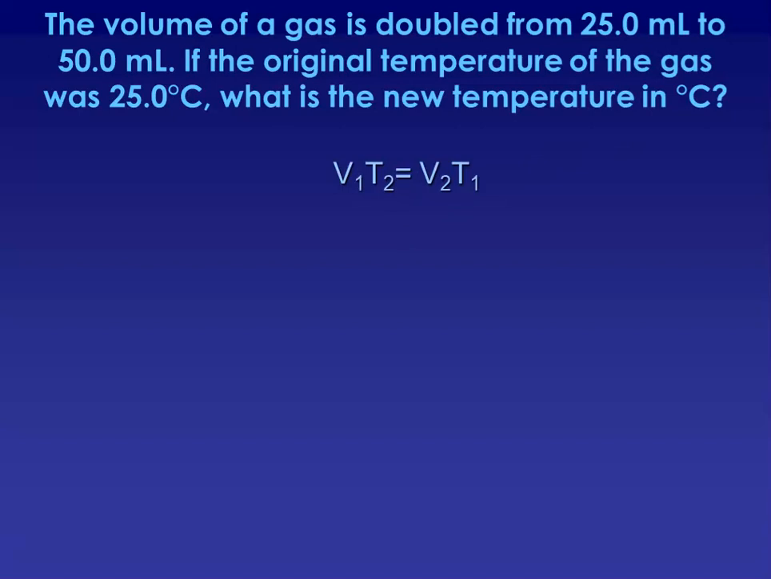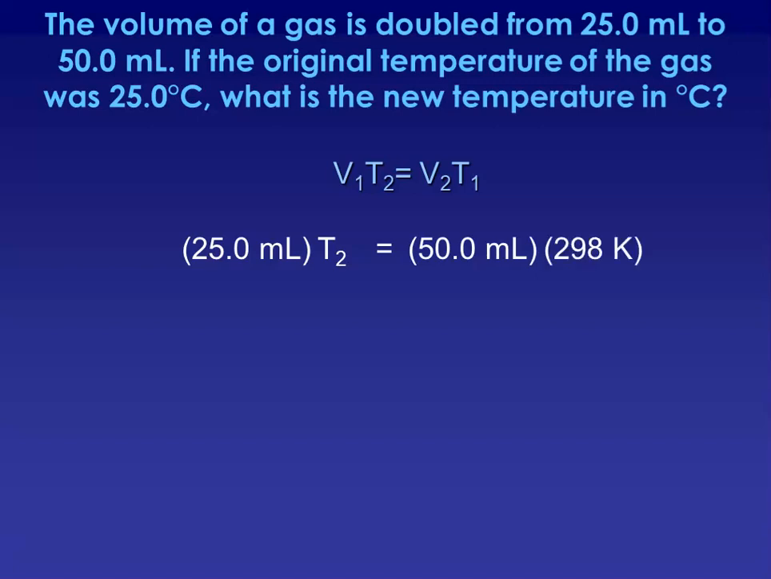So if we substitute in the variables that we know, our initial volume was 25 milliliters. T2 is the new temperature, that's what we're wanting to find. We know that the second volume was 50 milliliters and that the original temperature was 25, converted to Kelvin would be 298. Sorry, I should have put 298.0. It's not going to affect your sig figs, though, I promise.